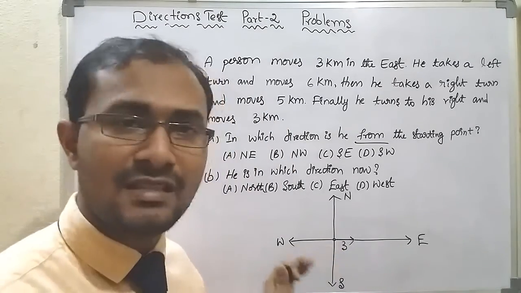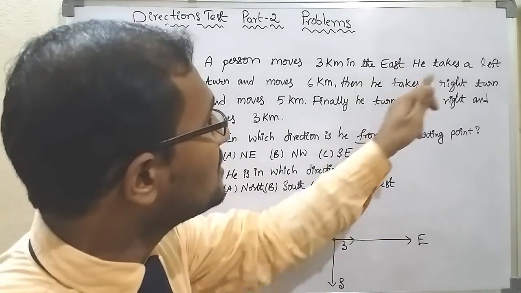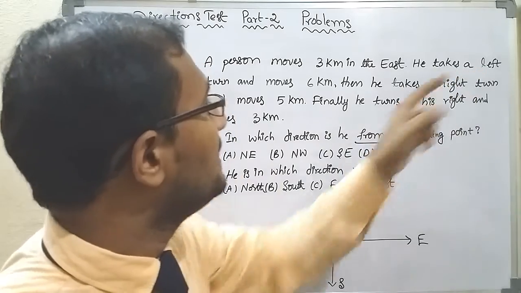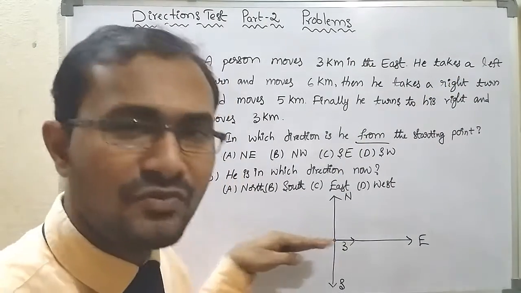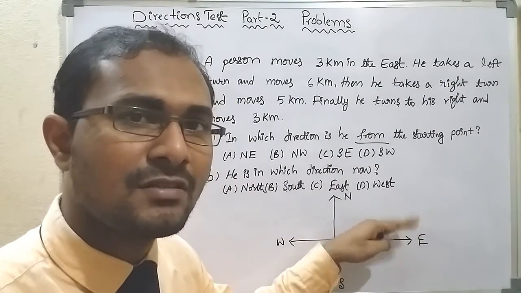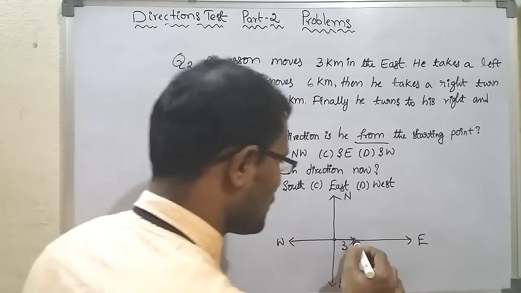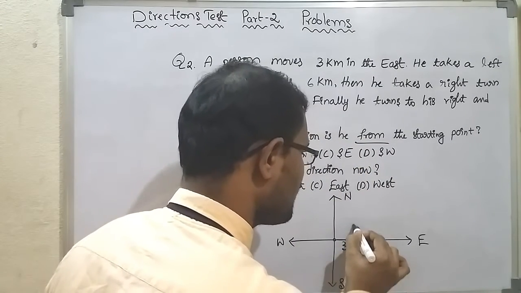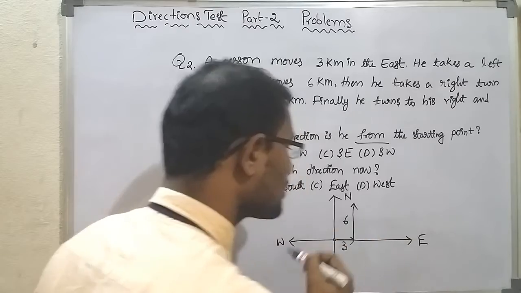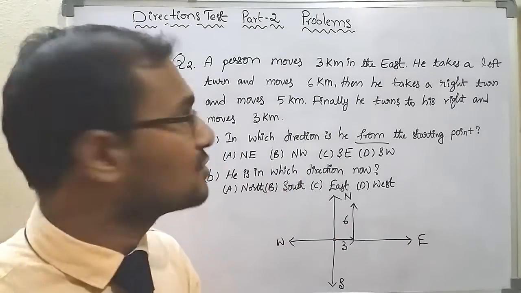After covering 3 kilometers in the east direction, what is the turn he took? He takes a left turn. For a person who is moving in the east direction, what is the left turn? Obviously towards north direction. Yes, am I right? So towards north direction, how much distance we have to cover? 6 kilometers. We have to cover 6 kilometers.